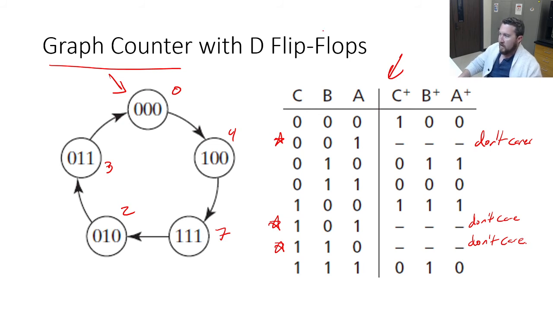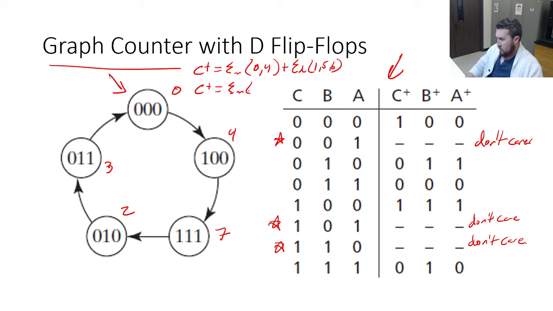All right. So we lay down everything like we did before. We'll say C plus is equal to the sum of minterms 0 and 4, or the sum of don't cares 1, 5, and 6. And let's see, B plus would be the sum of minterms 2, 4, and 7, or the sum of don't cares 1, 5, and 6. Oop, that should be B plus, not C plus. And then A plus is equal to the sum of minterms 2 and 4, or the sum of don't cares 1, 5, and 6.